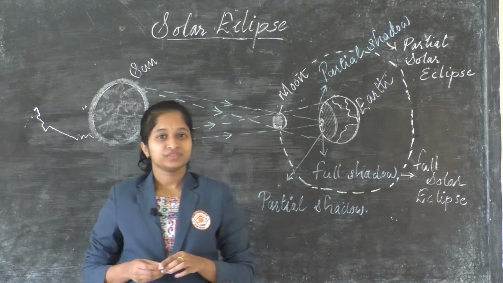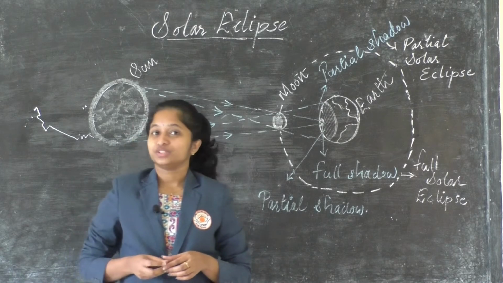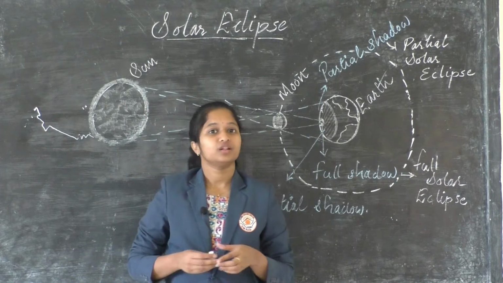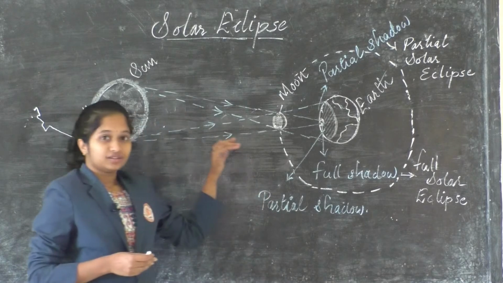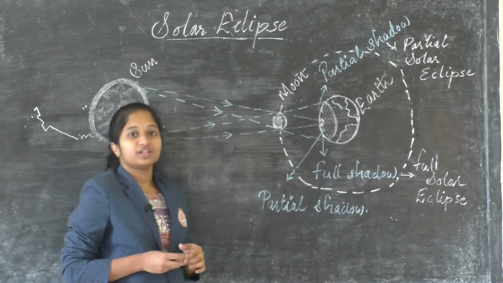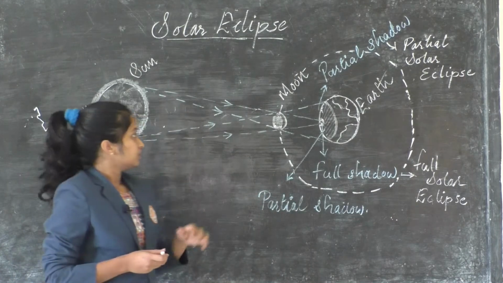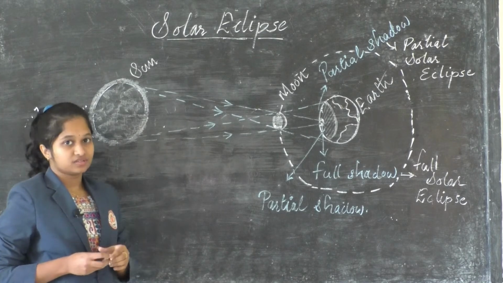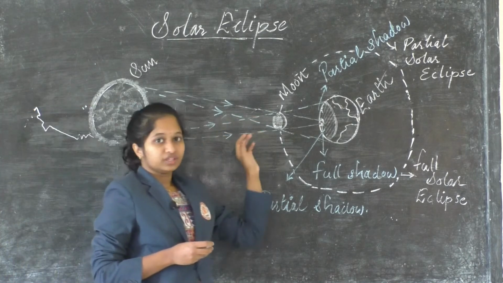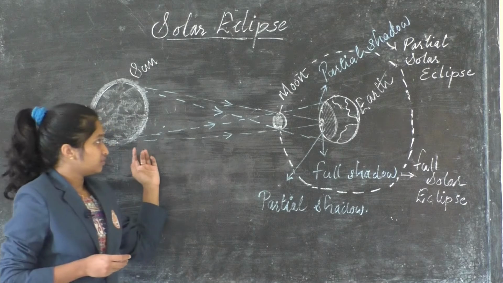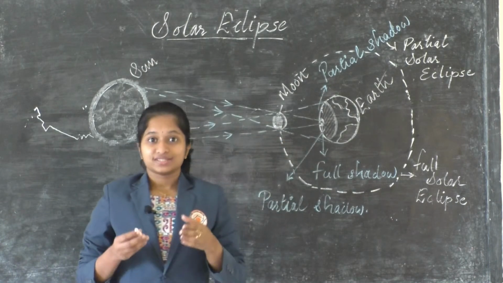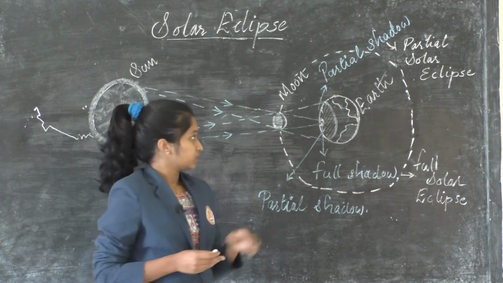Hello everyone. Today I'll give you the diagrammatical explanation of solar eclipse and lunar eclipse. This is the diagram for solar eclipse. During solar eclipse, what happens is the moon comes in between the sun and the earth. You already know moon is the satellite of the earth.